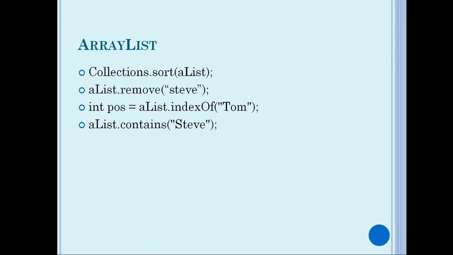In an ArrayList, if you want to sort the elements, we can use the method that comes from the Collections class. So Collections dot sort, and then inside that sort method we pass a parameter which is a list. If you want to remove an element, we say list dot remove, and then you specify which element you want to remove. If you want to find the position of a certain element, you can use indexOf and provide the element in it. So list dot indexOf Tom or Steve, whatever it is. And then if you want to find out if the list contains a specific element or not, you can use the method called contains.